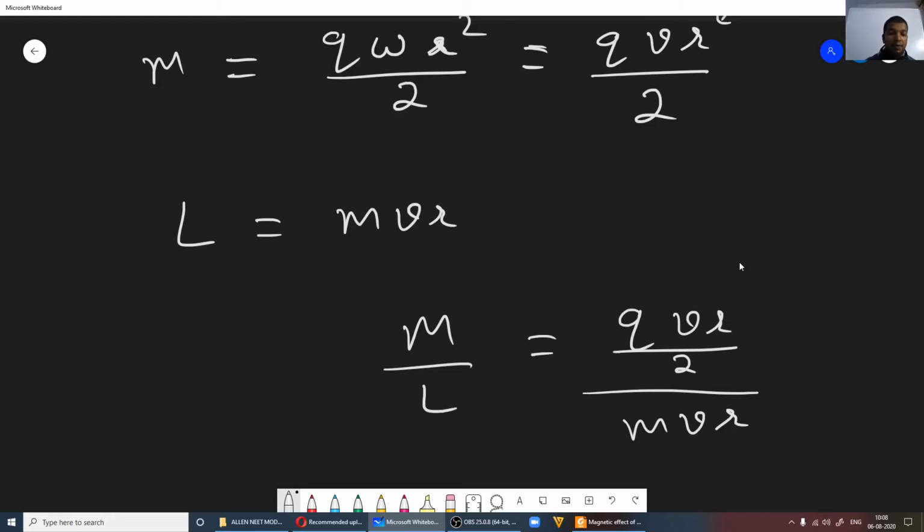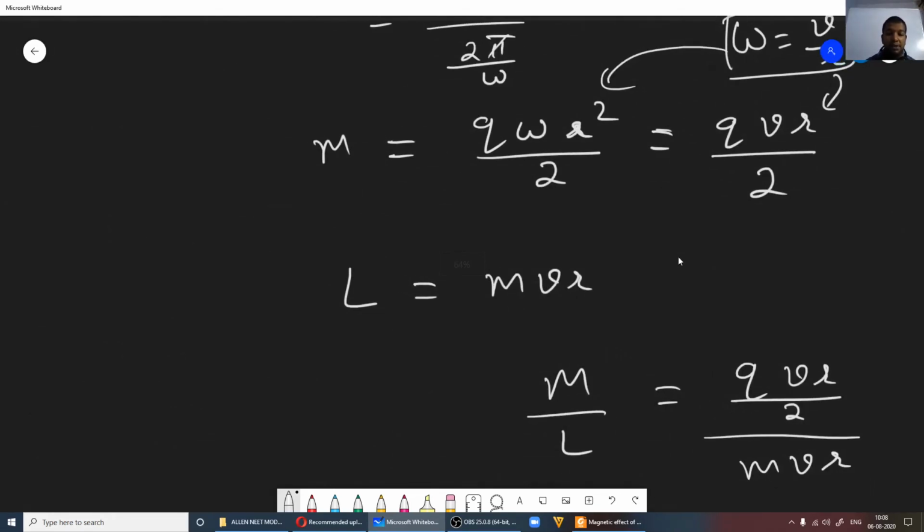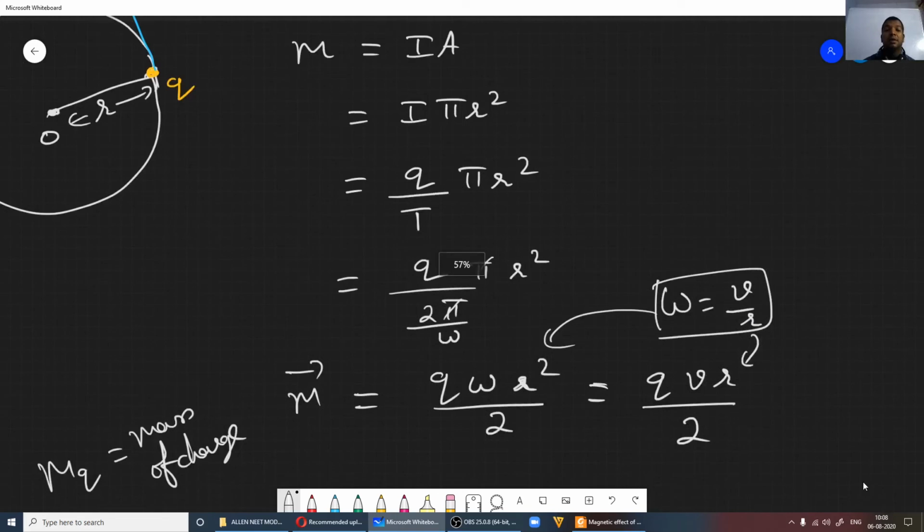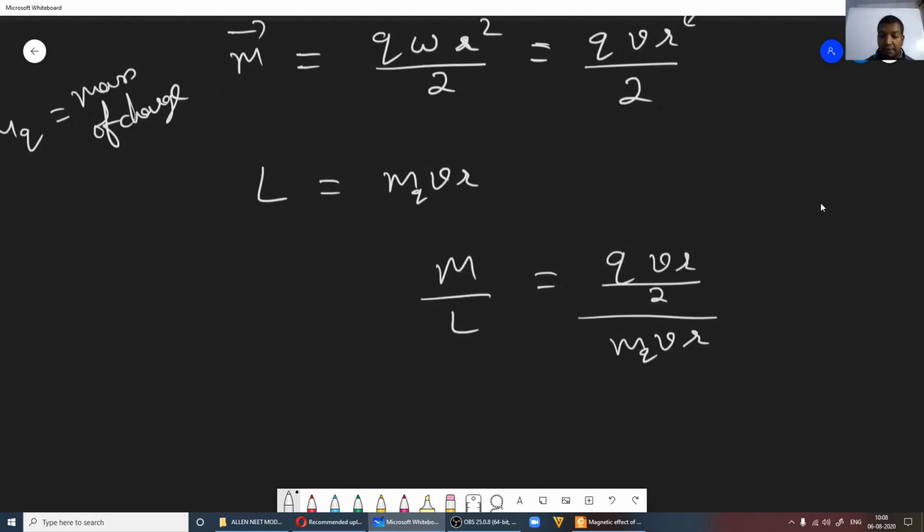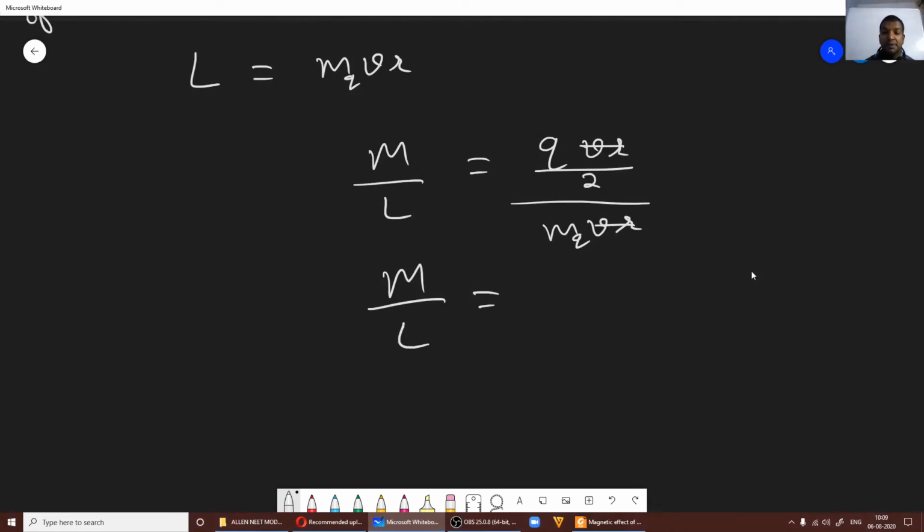Remember, here let me take m as m sub q. m sub q means mass of the charge. So m sub q, subscript q, it tells you mass of the charge. So m here, simply if I say m, it means magnetic moment. Now everything else is fine. Now what you can do is vr will get cancelled. Now the ratio, otherwise gyromagnetic ratio, you are getting it as q divided by 2 m sub q.